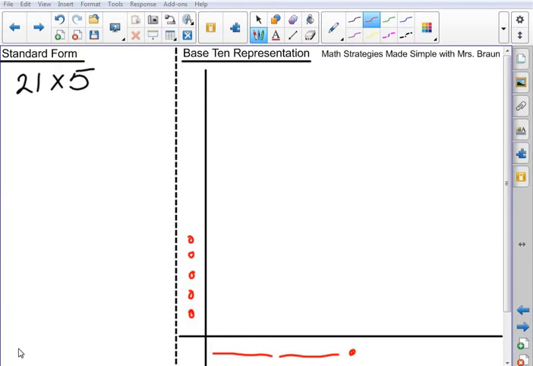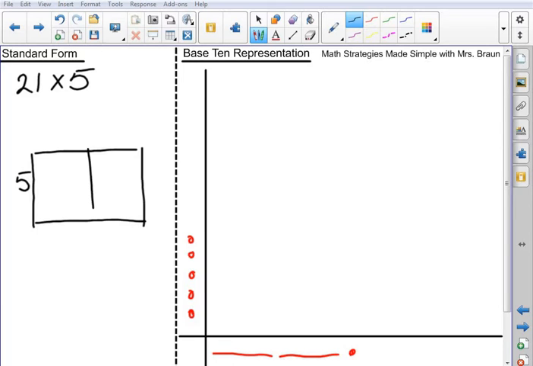using base 10 pieces. Now, over here under the standard form, I'm going to be setting this up parallel to what I have drawn over here. So I'm going to draw a box. And along the side, my one factor is 5. And then across the bottom, I'm going to group them into 10s and 1s. And so in my tens place, I've got 20, which is the value of 2 10s, as we can see down there, and 1 1.